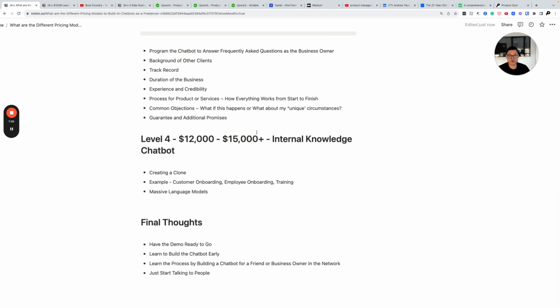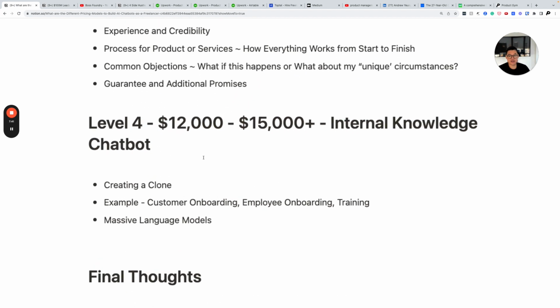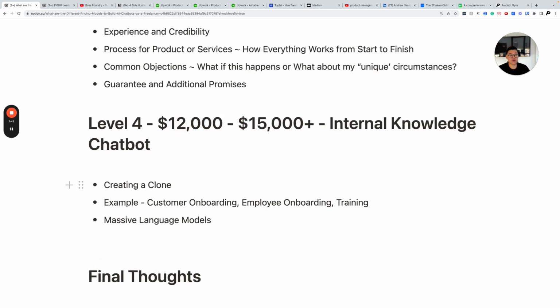Now, level 4 is actually $12,000 to $15,000 for an internal knowledge chatbot. And I'm saying $12,000 to $15,000 with a monthly retainer. The reason for that is it's basically creating a clone of either you or somebody else in the business. For example, it could be customer onboarding, employee onboarding, or training. This requires a bit more of a massive language model depending on how much they need to automate. But $12,000 to $15,000 plus for an internal knowledge chatbot.